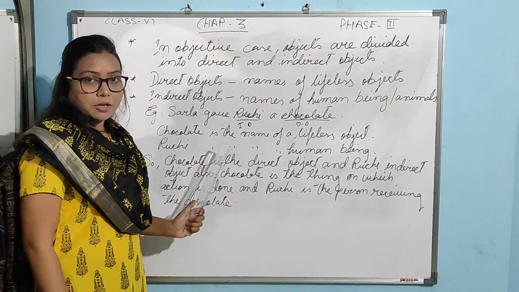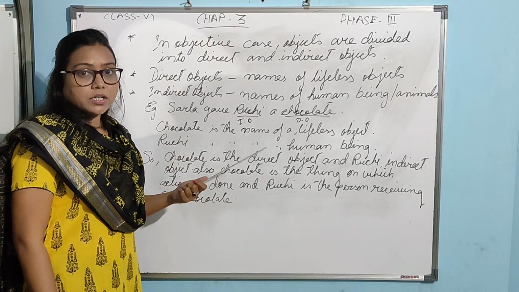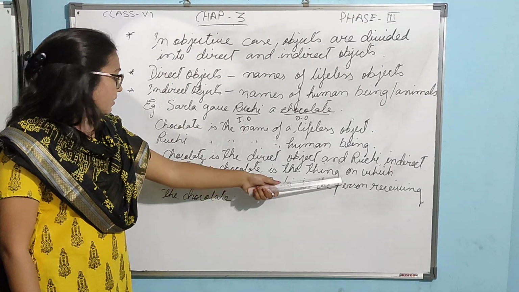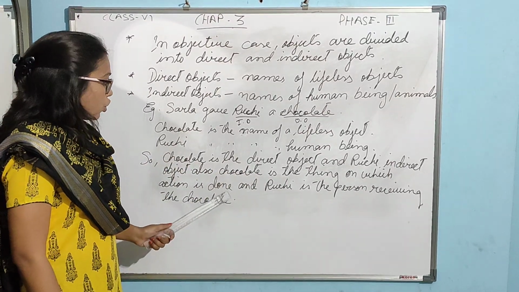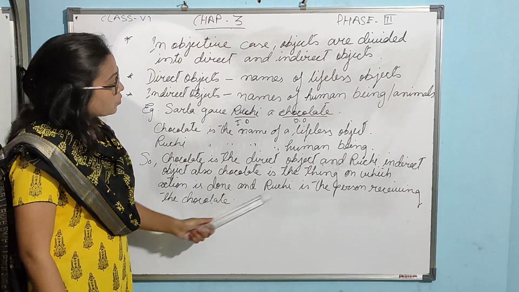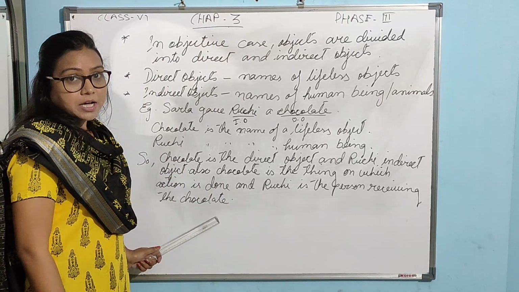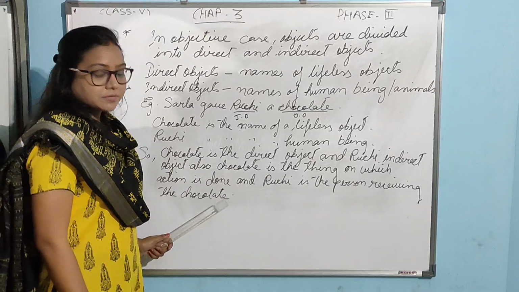We know to find the object, we have to see on what or whom the action is done. Here, chocolate is the thing on which action is done. So, it becomes the direct object and Ruchi is the person receiving the chocolate. So, it becomes the indirect object.